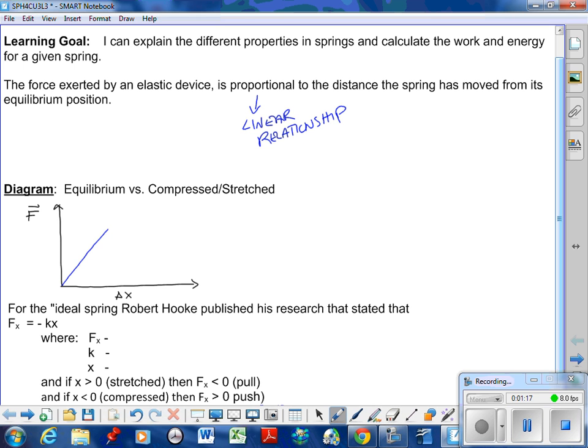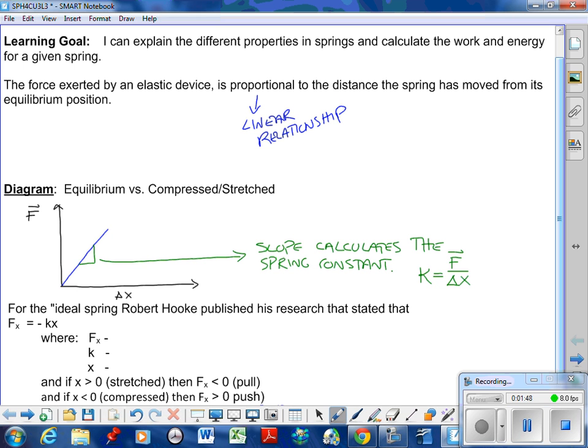So if I draw an arrow over here, the slope calculates the spring constant. Every spring has what we call a spring constant. It stretches the same amount. So we call it k, and it's your rise over run. It's your force divided by delta x. So that's how you calculate your spring constant.